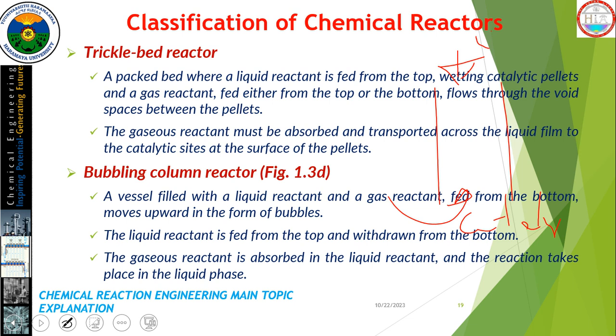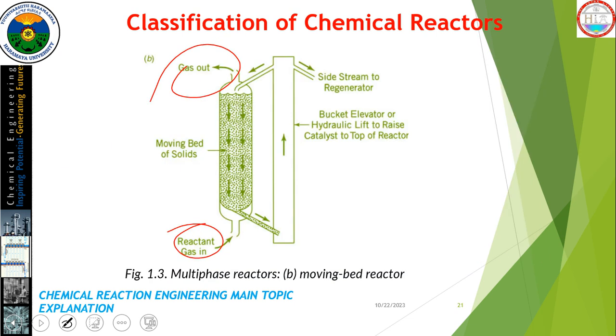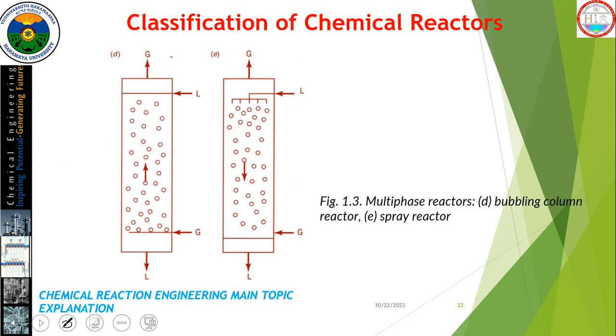Bubbles, which means a low density liquid. The liquid reactant is fed from the top and withdrawn from the bottom. The gaseous reactant is absorbed in the liquid reactant and the reaction takes place in the liquid phase. So there is absorption of the gaseous reactant in the liquid reactant, and the reaction mechanism takes place in the liquid phase. Such mechanisms occur in bubble column reactors. So this type of reactor is called a bubble column reactor.